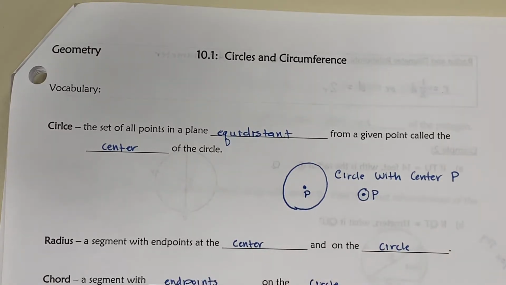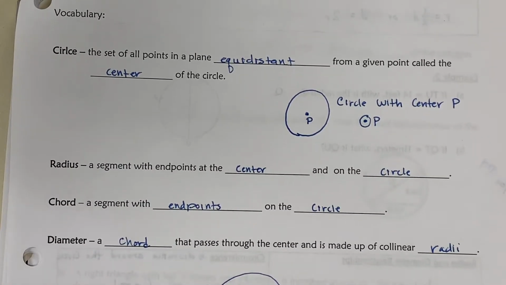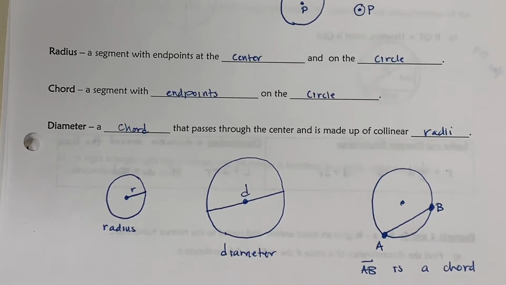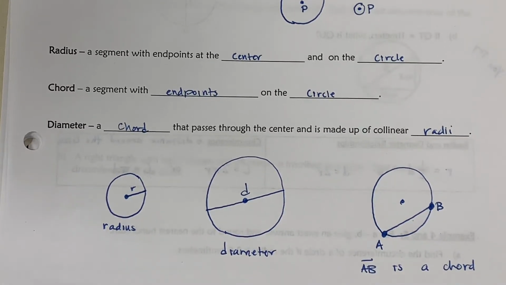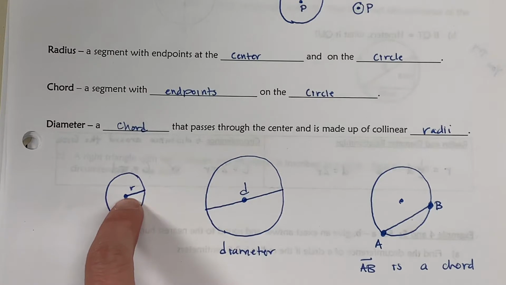There are special segments that lie within a circle. Three of those segments are radius, chord, and diameter. The radius is a segment with endpoints at the center and on the circle. This is an example of a radius, the segment whose endpoints are at the center and on the circle.